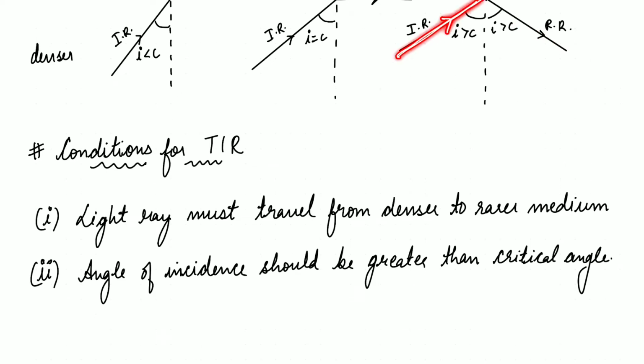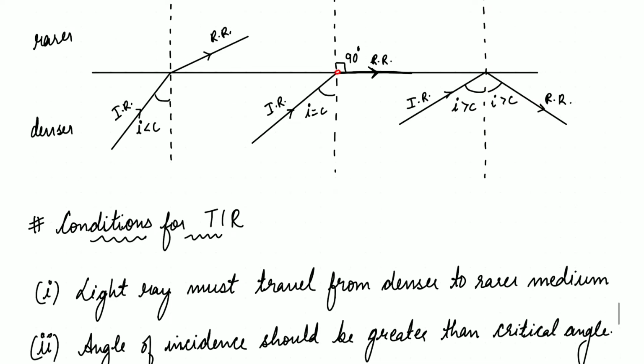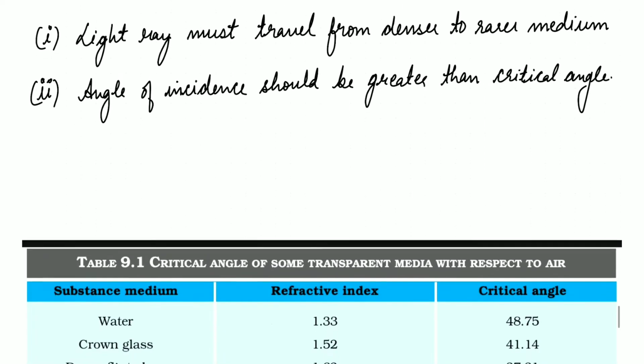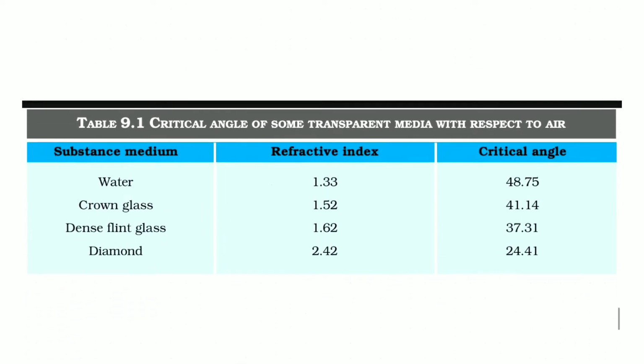Your angle of incidence inside the denser medium should exceed your critical angle. Then only total internal reflection can happen in the same medium. Otherwise it will go to the other medium. I hope you guys can understand that, right? Okay, so if that is understandable, let's look at some of the data here.